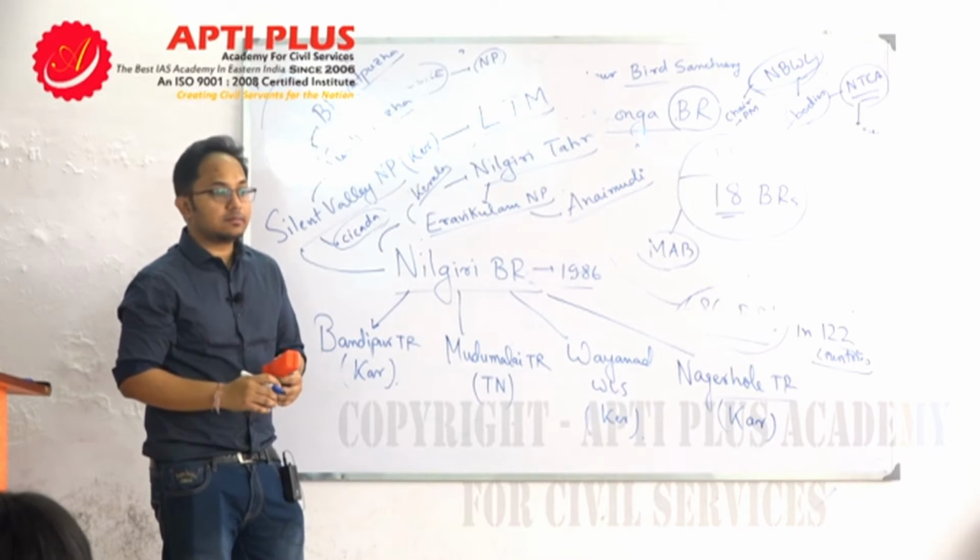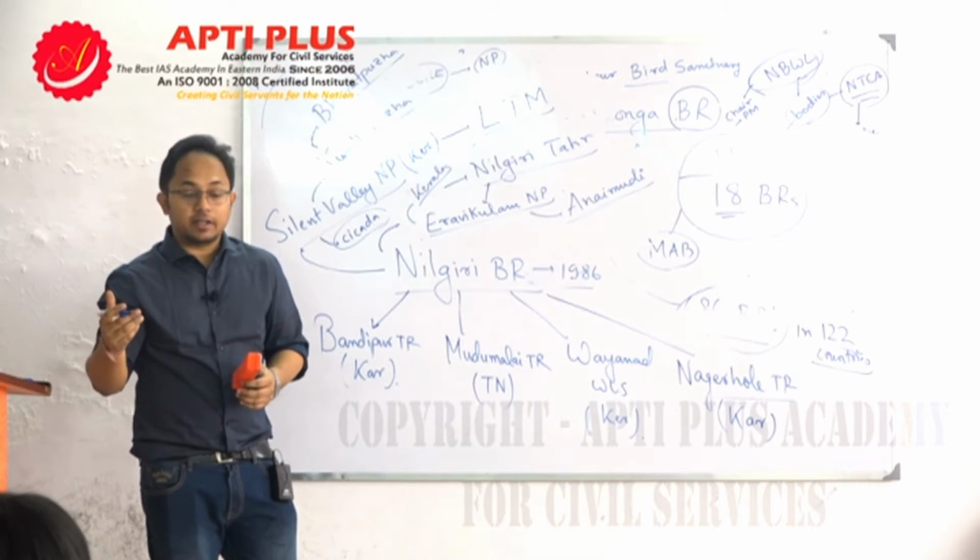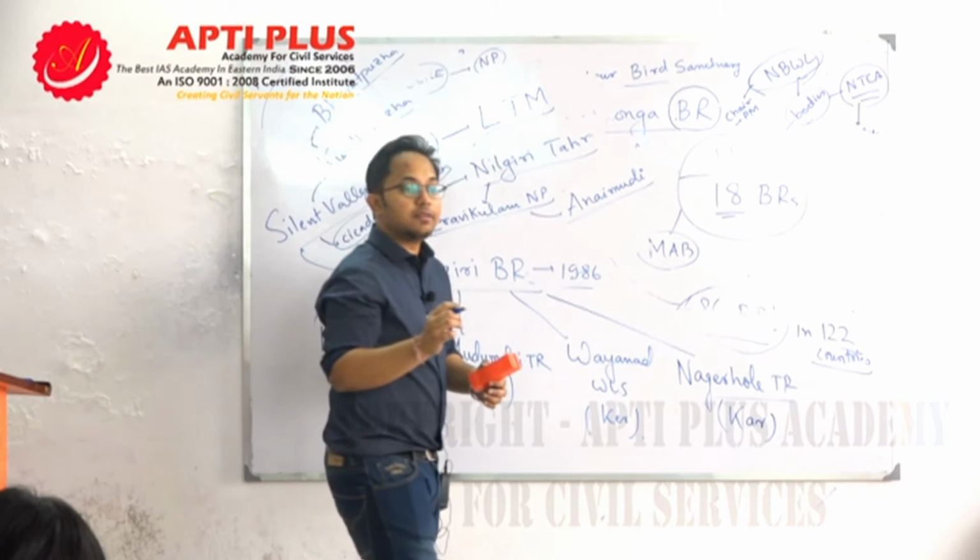Which is the second highest peak of the Western Ghats? Dodda Betta, 95 meters.